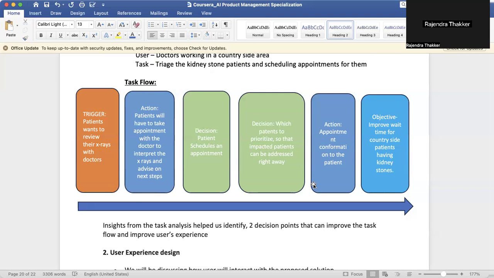What is the key objective over here? The key objective is to improve the wait time for the countryside patients having kidney stones. Insight from this task analysis helps us identify two decision points that can improve the task flow and overall user experience.